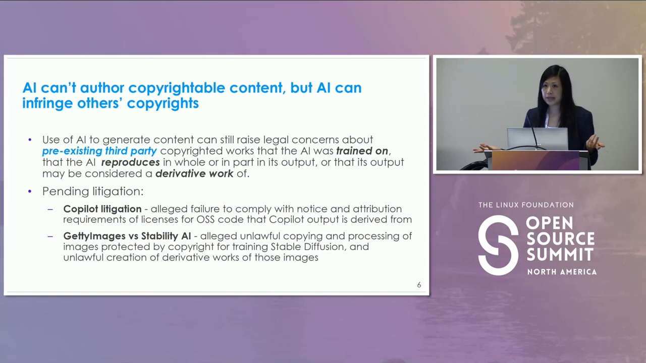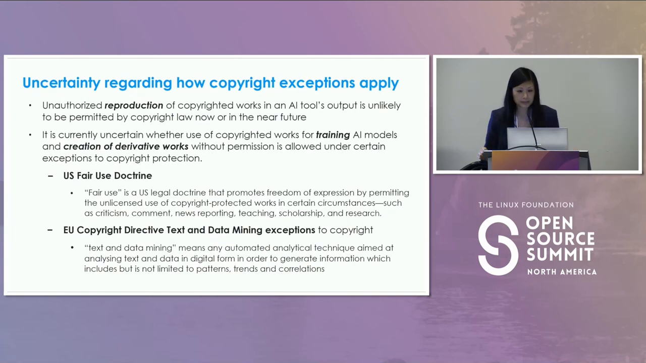There is some pending litigation over AI output. There's pending Copilot litigation, and then there's a lawsuit that Getty Images brought against Stability AI. And I'm not going to go into the details of those lawsuits. I'm really going to focus on what are the risks and how do we manage them, because these are very, very manageable risks.